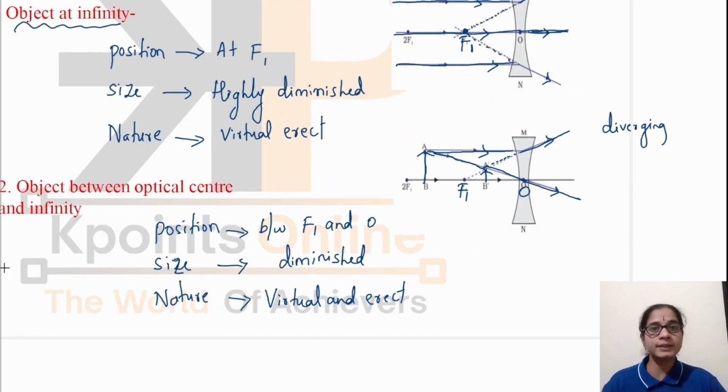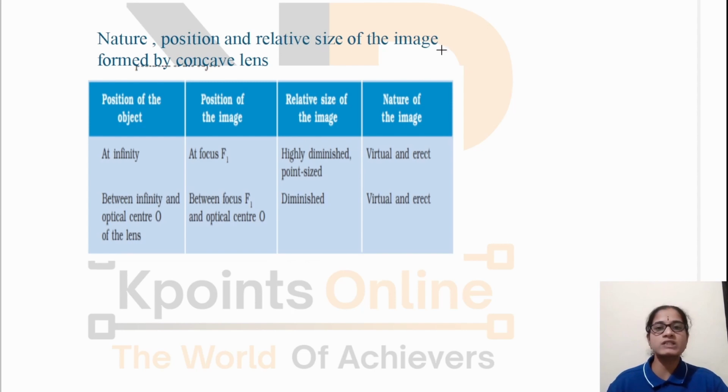This is about the formation of images by refraction through concave lens. This is the summary of the nature, position and relative size of the image formed by concave lens. In both the cases, the nature of the image is virtual and erect. And there are two cases which we have studied. When the object is placed at infinity, then the position of the image will be at F1, that is focus F1. And when the object is placed anywhere between infinity and optical center O, then the image is formed between focus F1 and optical center O. And here, the diminished image is formed in case of concave lens.